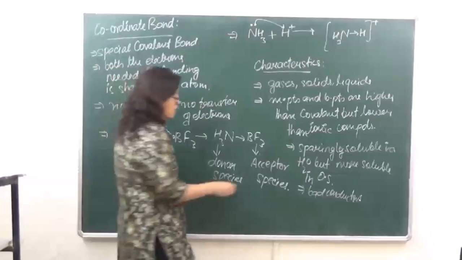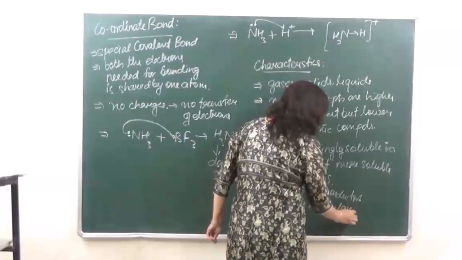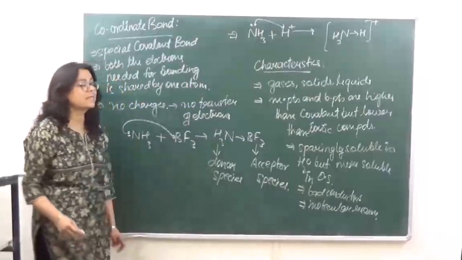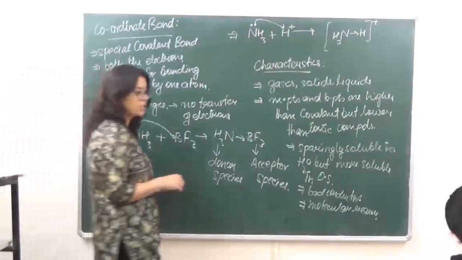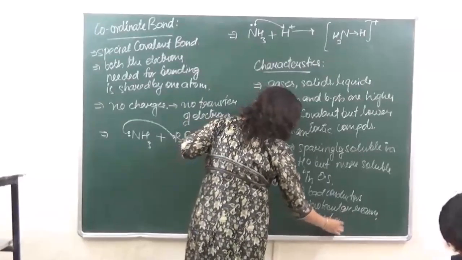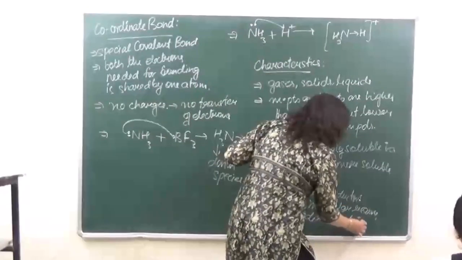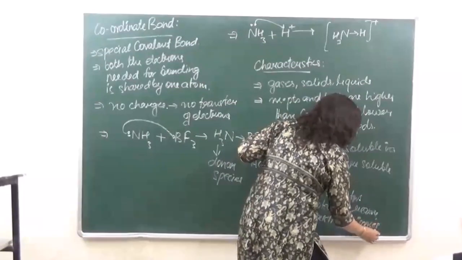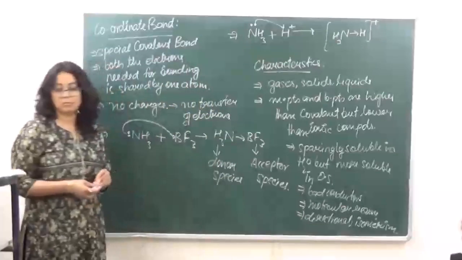Just like covalent compounds, these also undergo molecular reactions. The reaction in this case is again going to be slow, right? The bond over here is also directional, just as in covalent bonds. Because the bond is directional, these compounds also show isomerism. So these are a few characteristics of coordinate compounds.